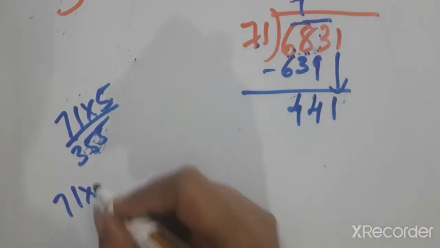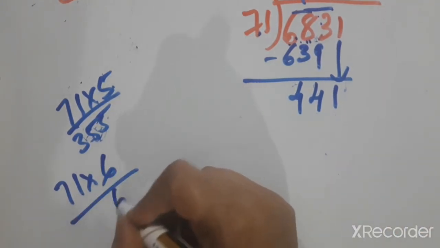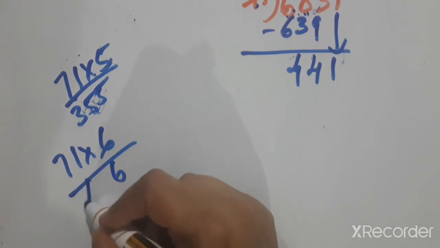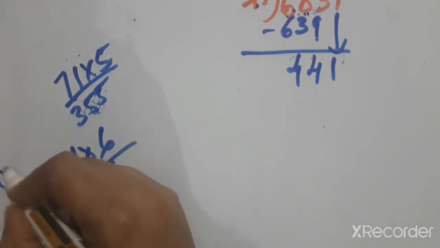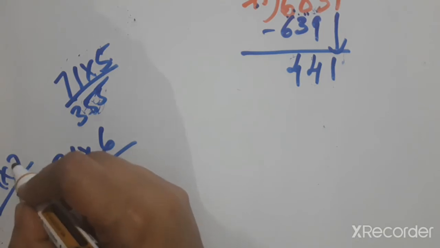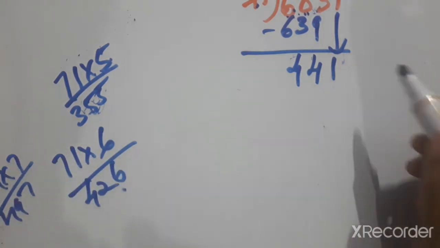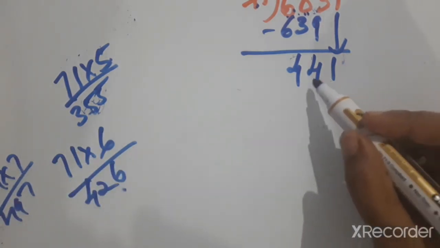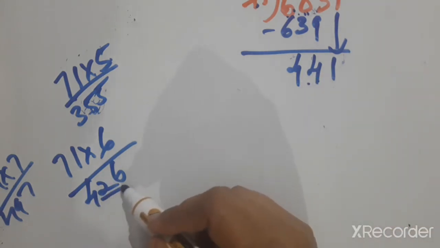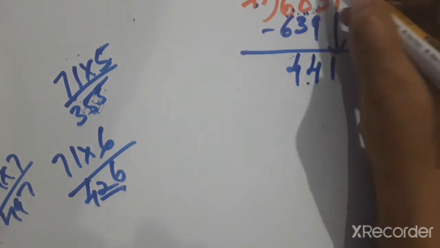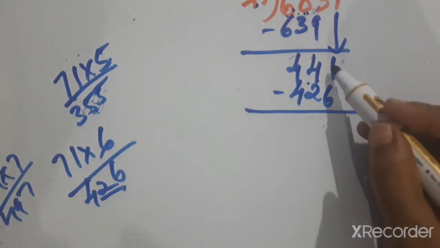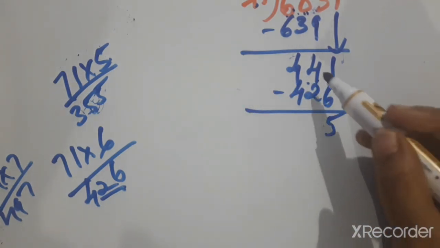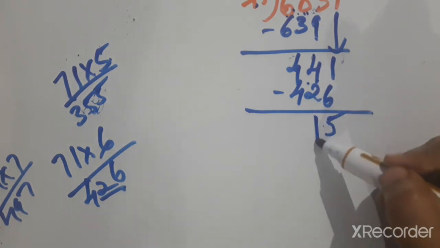That is 71 6s are. 6 ones are 6, 6 sevens are 42, 426. And 71 7s are, 7 ones are 7, 7 sevens are 49, 497. 497 is greater than this number. So which is the nearer one? 71 6s are 426, that is the nearer one. 11 minus 6 is 5, 4 minus 2 is 2, 15.